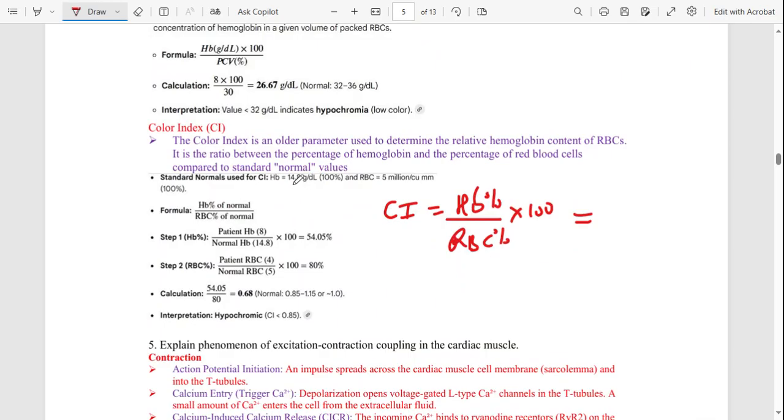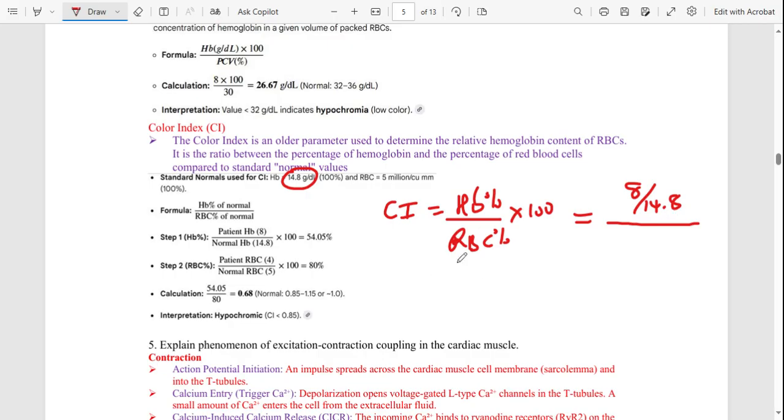So in this case, we have just used that the standard HB is 14.8. Actually, for females, the accepted value of the hemoglobin is lower than males, because females are always losing blood, so a low value is accepted. So for percentage HB, we use the HB for this patient, which is 8, and then you use the standard one. In this case, we are taking that the standard is 14.8. For males, we accept 14. For females, we accept even an HB of 12.